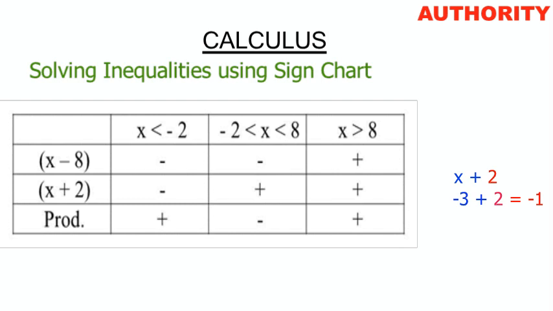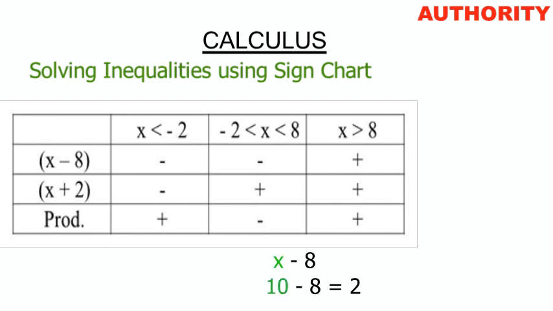Now, let's go to the second range. The second range is in between minus 2 and 8, okay? So we can pick any number. Let's simply pick 0, okay? So that means our x is 0. So x, which is 0, minus 8 will give us minus 8. So we're having minus, alright? Now, in the second expression, we have x plus 2, and our x is 0. So we'll have 0 plus 2, will give you plus. Then minus times plus will give you minus. Okay? Good.